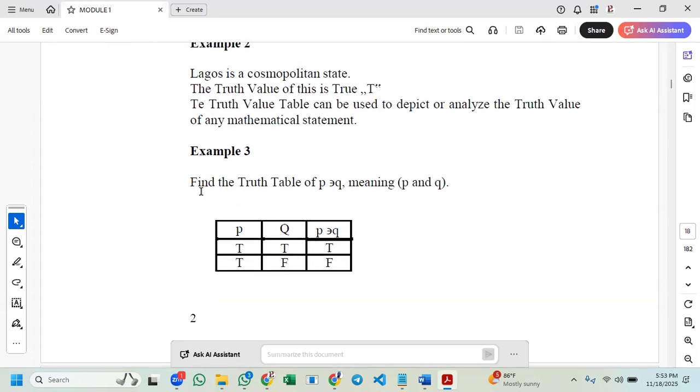This is the truth table. Find the truth table of P and Q. Now let's do some work here.